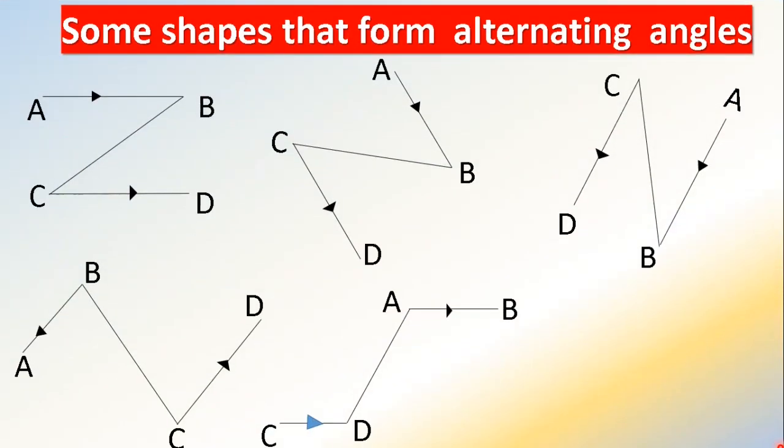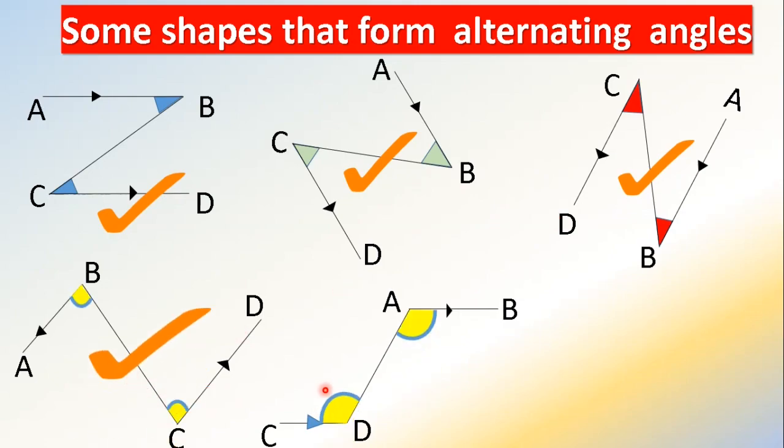Good. Here are some shapes that form alternating angles. What can you say about them? In all of these figures, we have two parallel lines and a third line cuts these parallel lines. So the marked angles here are alternating angles. In figure 2, the same. In figure 3, the same. Also in figure 4 and in figure 5. The marked angles are alternating angles.